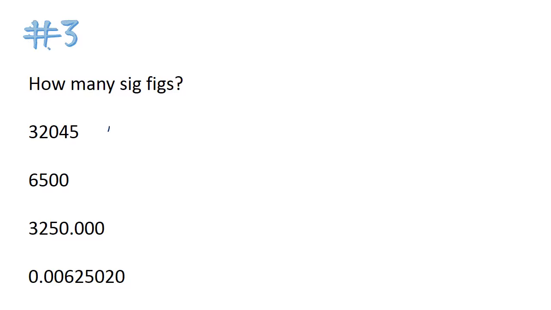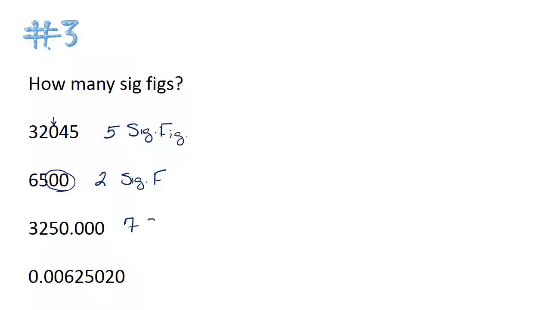The first one has 5 sig figs. This 0 is captive, so it counts. This one has 2 sig figs. These 2 zeros do not count. They are trailing, but there's no decimal place anywhere.